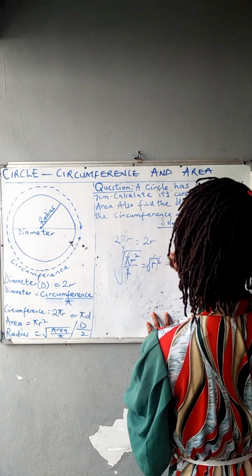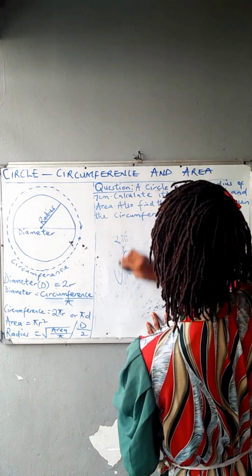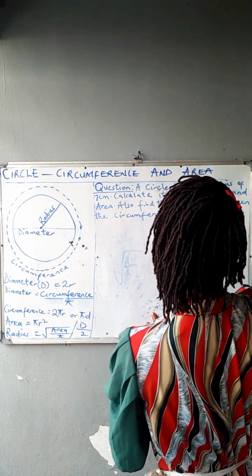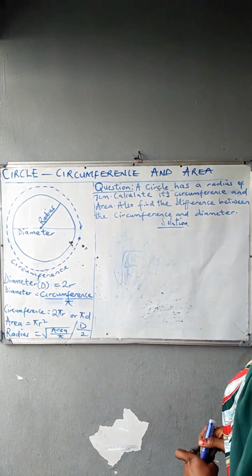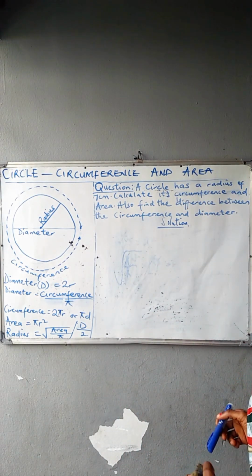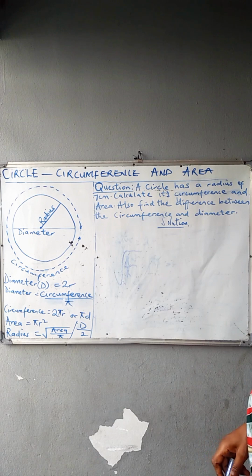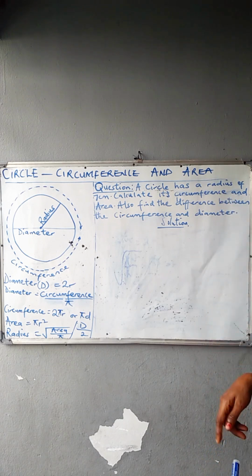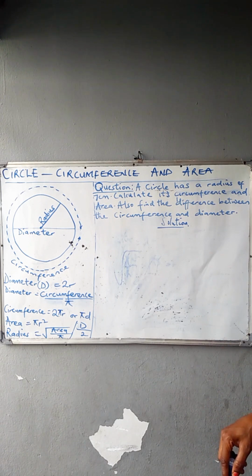Now we have a question to consider here. It says, a circle has a radius of 7 centimeters. Calculate its circumference and area. Find the difference between the circumference and diameter.